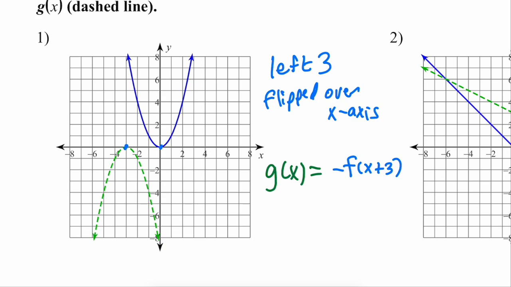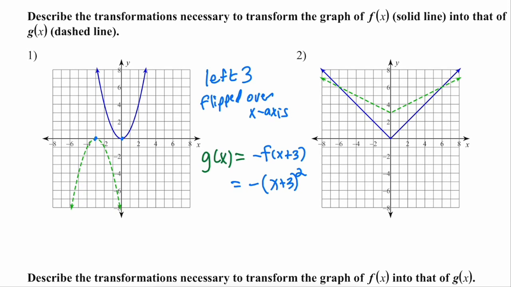Now, if we actually wanted to use the function that is pictured, it is a perfect y equals x squared parent. So we could say that g of x is really the negative of x plus 3 on the inside of a square. Negative x plus 3 on the inside of a square, because our parent function is a square. Okay? A parabola, a quadratic, whatever you want to call it. Okay, so that's number 1.